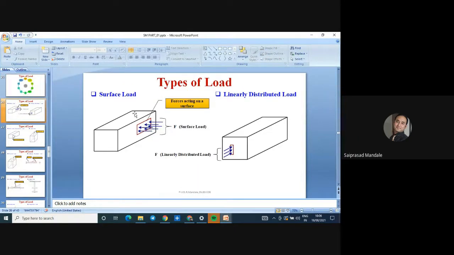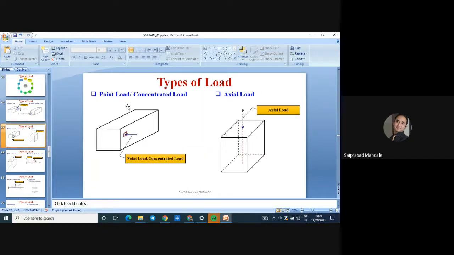Types of load. Surface load: the load which acts on the surface of the material. Force acting on the surface is a surface load. Linearly distributed load: the force which is linearly or equally distributed from one end to the other is a linearly distributed load.